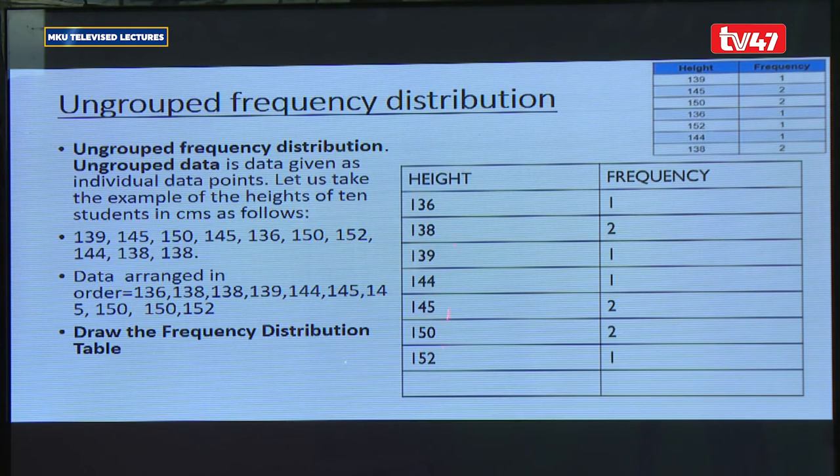This data is ungrouped, meaning it is not in intervals. So we have this data that is provided, and then we are supposed to draw a frequency distribution. If you look at this data, you organize it from the smallest to the largest. You look at the 136 here, it appears once, 138 twice, 139 once, and the rest of them. And then we have been able to draw this frequency, and we can draw conclusions on this data as it appears in the frequencies.